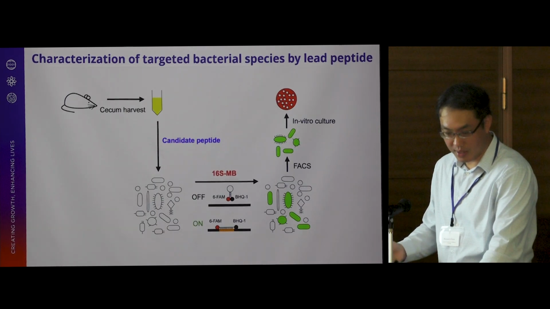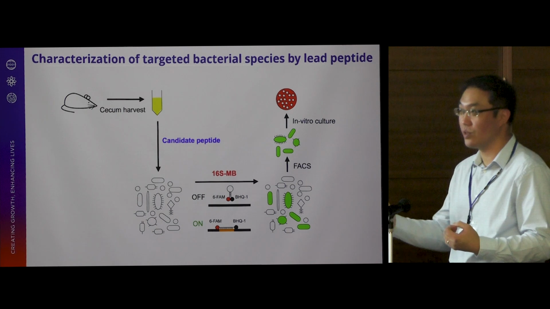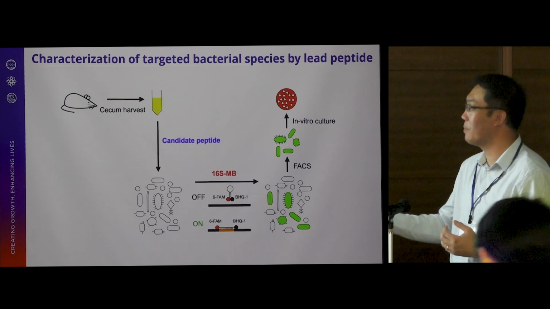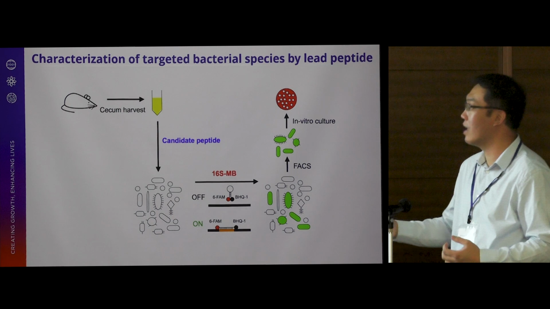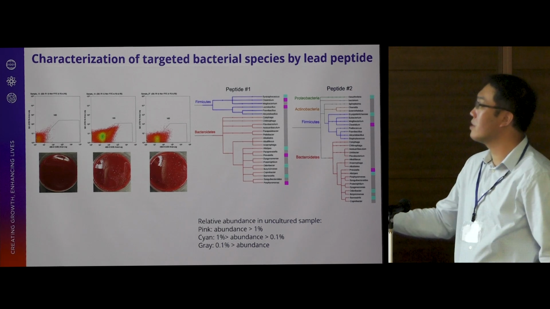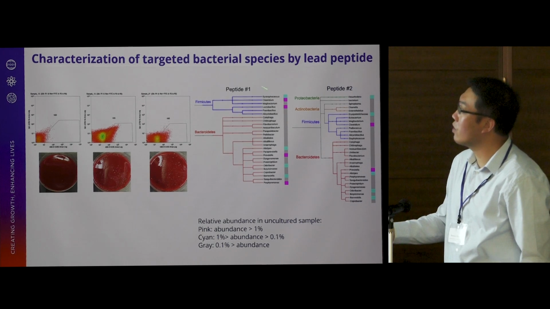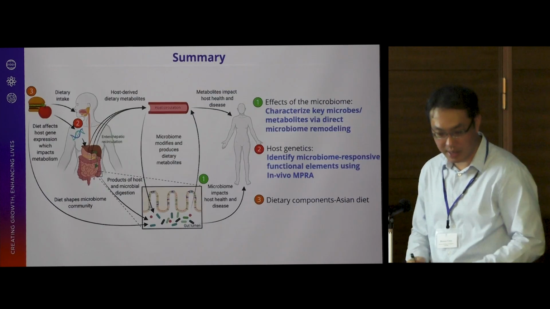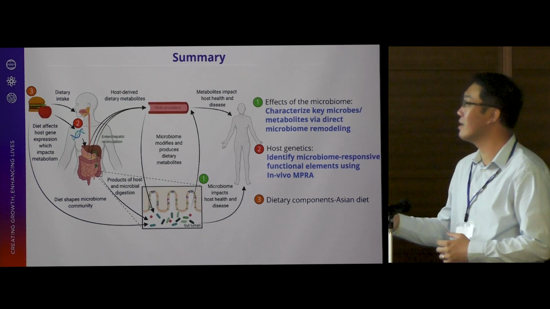And we are also trying to identify which species we can do genetic engineering on. This is a platform we developed. By fluorescence sorting and growing them back in culture, we are able to identify the sequence and which species we can deliver to. For example, here is an example from 2 different peptides. You can see peptide number 1 is enriched for Firmicutes and Bacteroides, while peptide number 2 is also enriched for Actinobacteria and Proteobacteria.